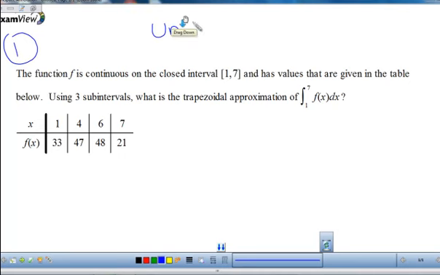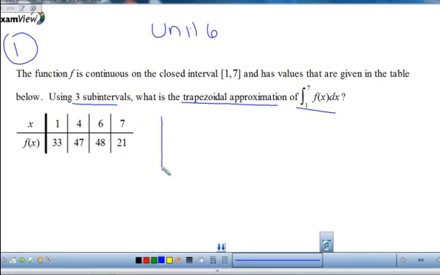This is the Unit 6 review for calculus. The first problem says the function f is continuous on the closed interval [1, 7] and has the values given in the table below. Using three subintervals, what is the trapezoid approximation of the integral from 1 to 7 of f(x) dx? This means find the area under the curve from 1 to 7. We're going to use the trapezoid approximation using three trapezoids.